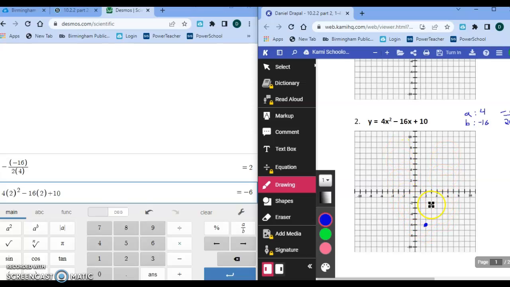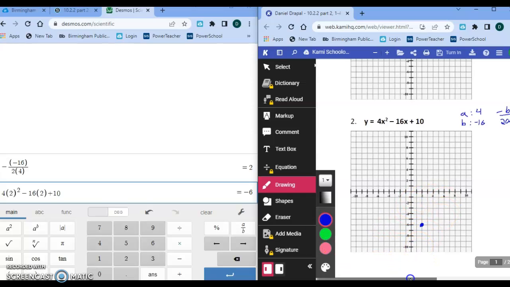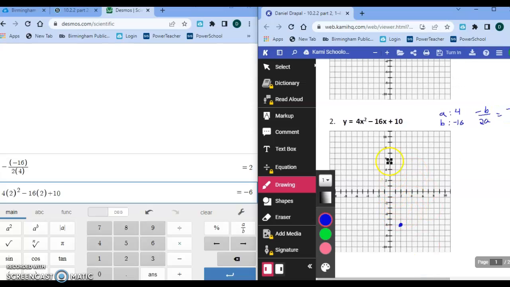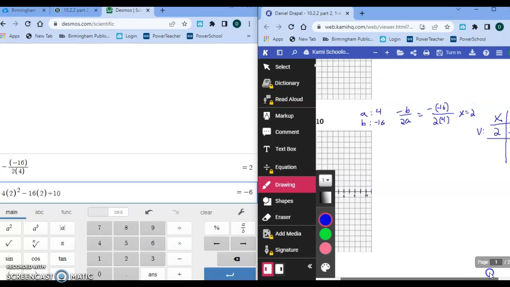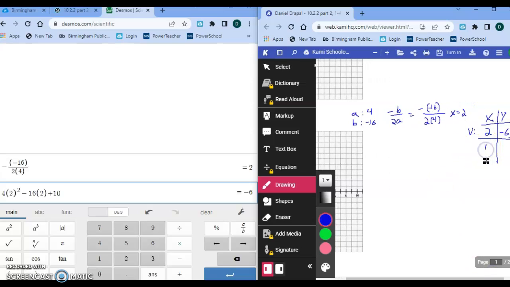So now I need to find a point on this side of the vertex and a point on this side that I can draw my lines through. All right? So again, if we use 0, we know we're going to get 10, so we'd be way up here. But I'm going to use the one directly to the left, which would be 1, and one to the right, which would be 3. So I'm going to use 1 and 3 as my next 2 x values. And again, because they're equal distance away from that 2, they're going to be the same outcome.